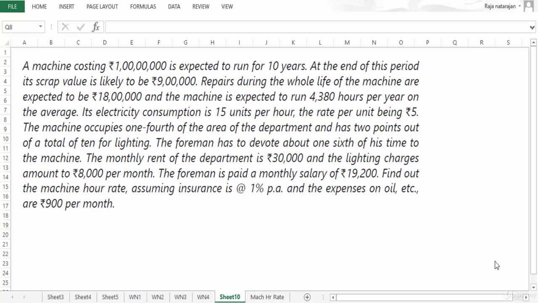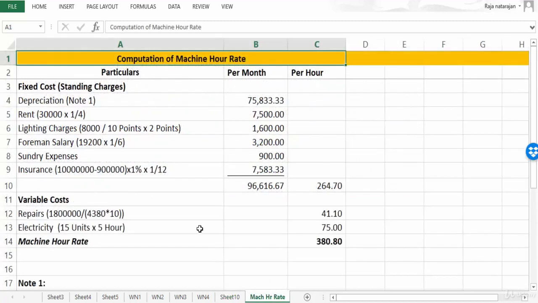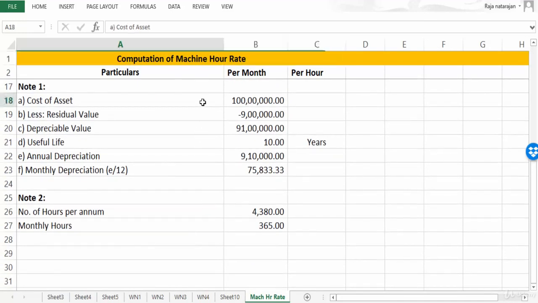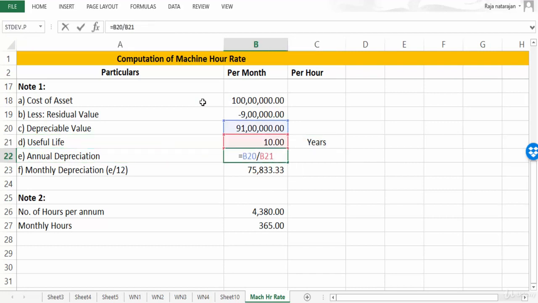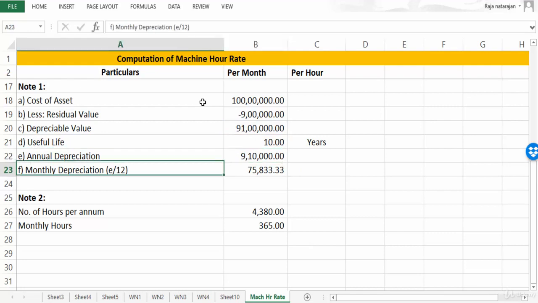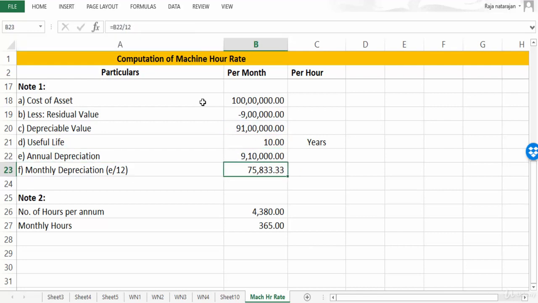First of all, let's calculate what's going to be the depreciation here because the machine is getting used. So let me take you through this, note 1. We know cost of the asset is 10 million, 1 crore, residual value is 900,000, 9 lakhs, so depreciable value is 91 lakhs, 9.1 million. Useful life is 10 years, so annual depreciation is simple: 91 lakh divided by 10 years, it's 9 lakh 10,000, and if we divide it by 12, we get the monthly depreciation. And this should also get into the machine hour rate calculation.